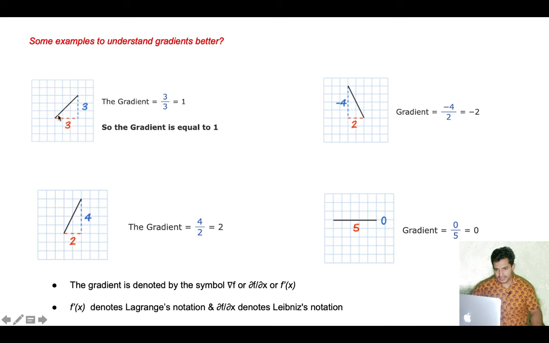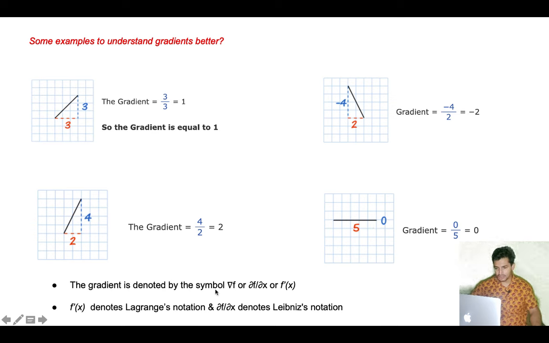Here the change in y and change in x is proportional, so the gradient is 3 by 3 equal to 1. Here the change in y is negative and it's stronger than the change in x, so the gradient is minus 4 by minus 2. Here the change in y is positive and more than the change in x, so 4 by 2 equal to 2, gradient is 2. And in this case the function remains constant, so the gradient is 0 by 5, which is 0.